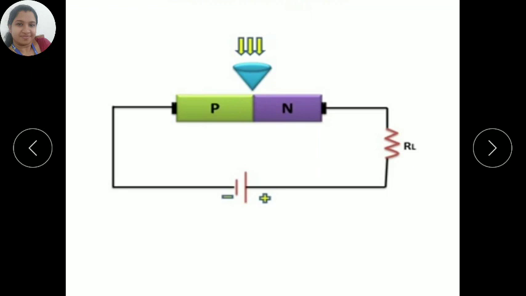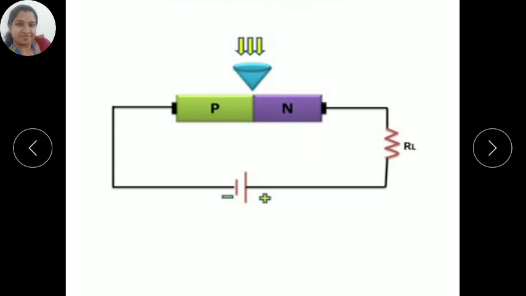So here a p type material is there and the n type material is there. A resistance is connected and this p type is connected to the negative terminal of the battery and the n type is connected to the positive terminal of the battery. That means this pn junction is connected under reverse biased condition.